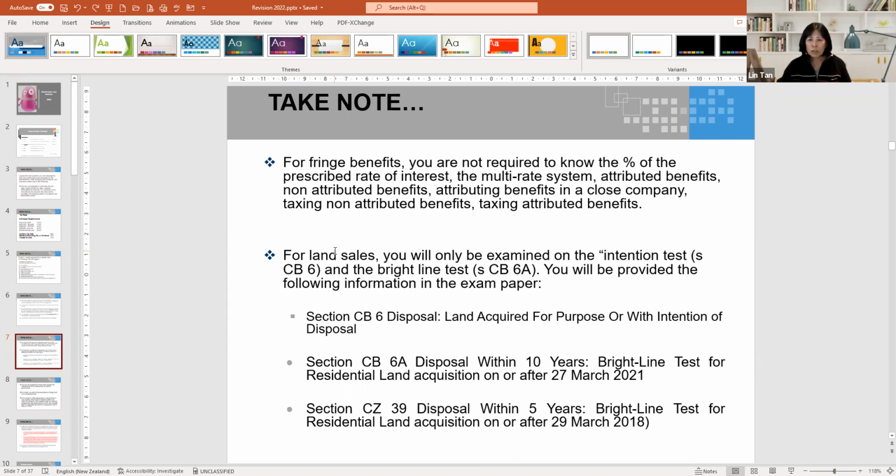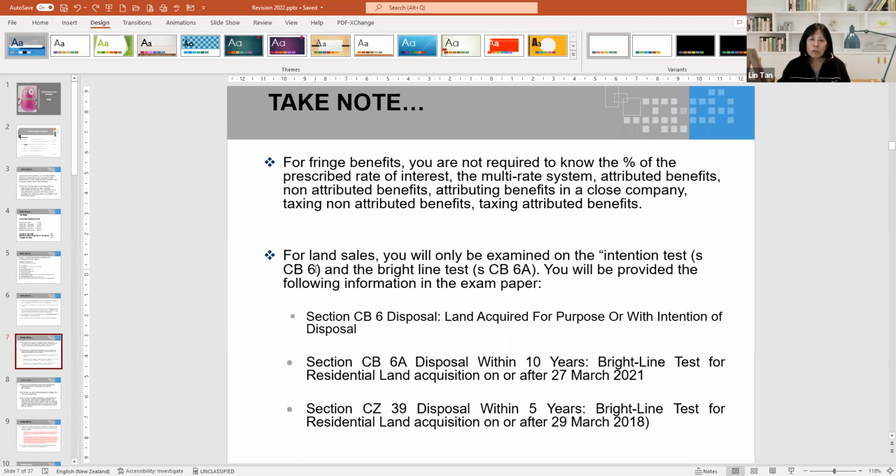And then we move on to property for the land transactions. The land transactions, as I mentioned to you all, our focus is on two different tests. One is the intention test, and one is the bright line test. And I did mention to you all that when we come to land transactions, it's good to be very specific as to which tests we are looking at. So I have mentioned section CB6 to you all.